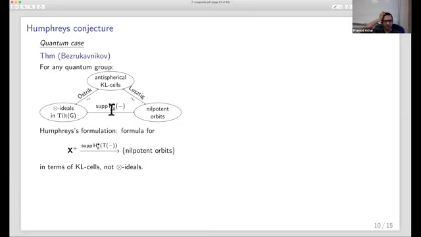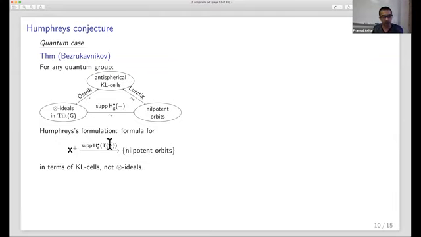So this statement, I'm going to call it Humphreys' conjecture. Humphreys originally didn't state it in terms of tensor ideals. He stated it directly. Humphreys wanted to give a formula for what the support of cohomology is, and actually, even that's a bit of a lie. Humphreys' formulation was slightly different, but it was close enough. So it's less of a lie to say that Humphreys conjectured this.